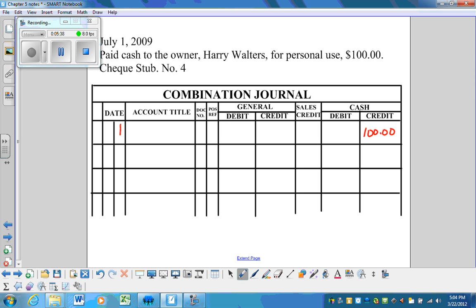We know we want to deal with the drawing, but we don't have a special column, so we're just going to put Gary Walters drawing. And that would be a general debit of 100. And it's check stub number 4. You have a debit and credit amount on that line, so you know that you're good.